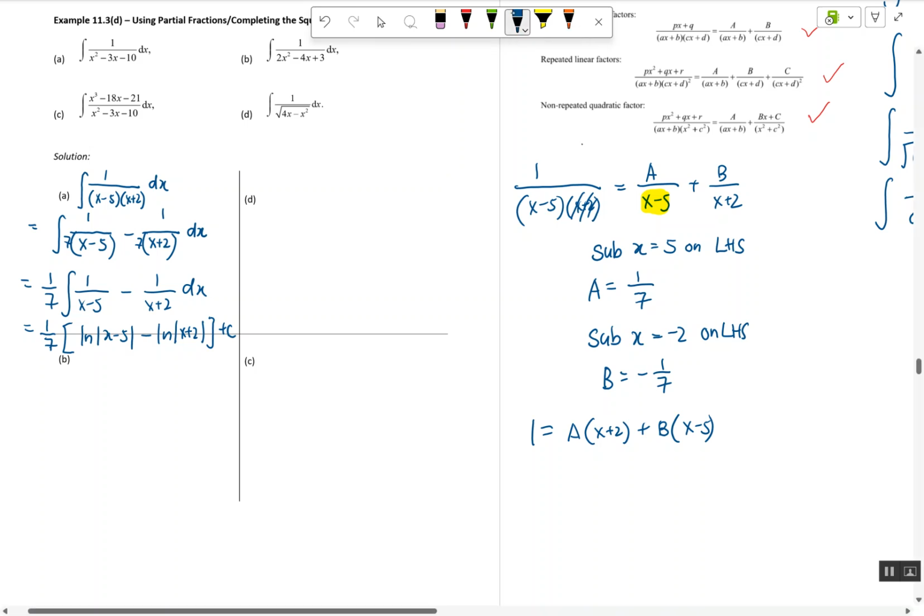Okay, so for B, I'm just going to clean this and say this is B. For this, can you factorize or not? So you realize that I cannot factorize. If I cannot factorize, I got to complete the square.